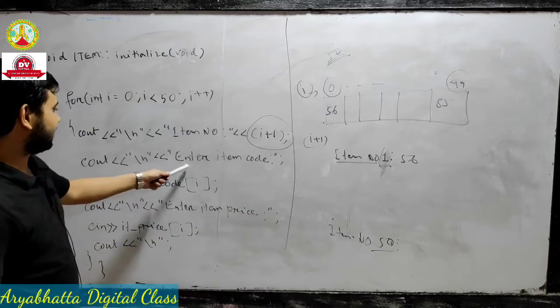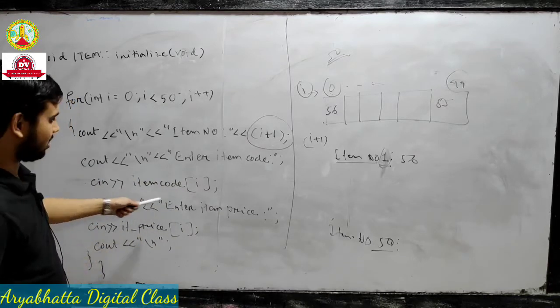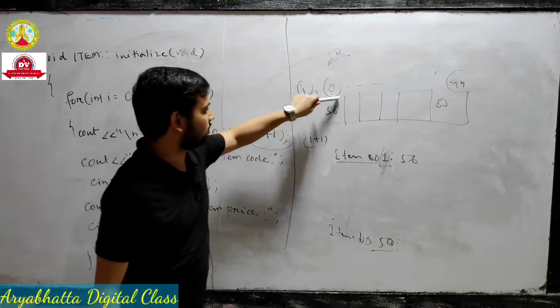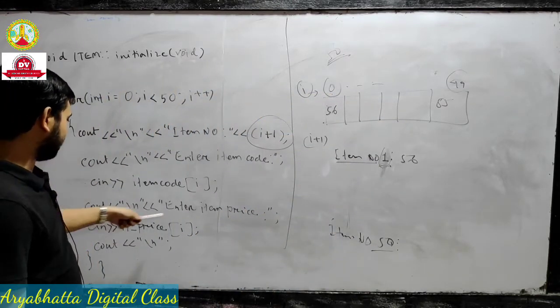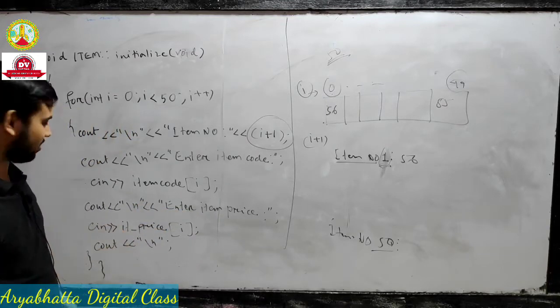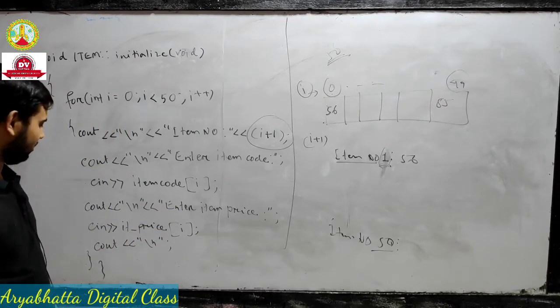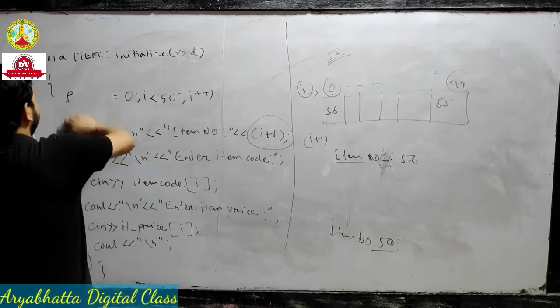So after that, enter item code. Item code we take, this is the data member, okay, item code. Every item has a unique item code. After the item price, this it_price is also a data member we declared earlier, and backslash n means a new line. This function is completed for initialize purpose.